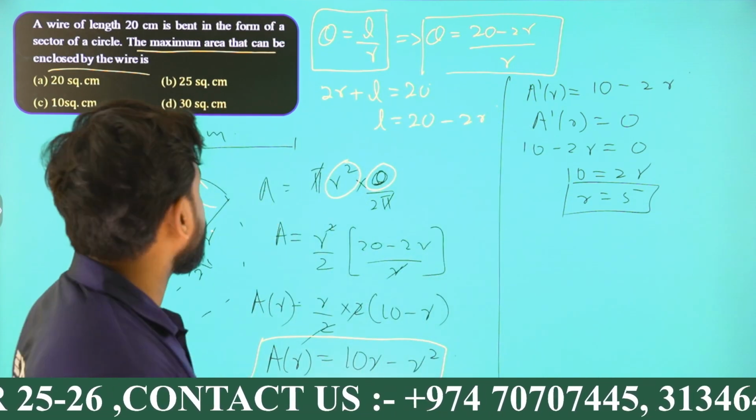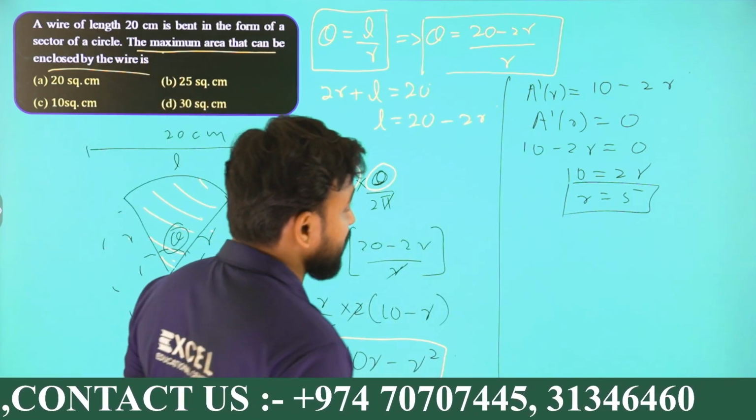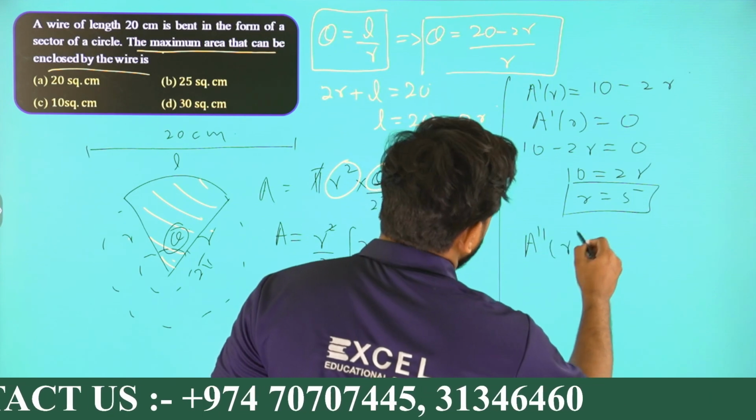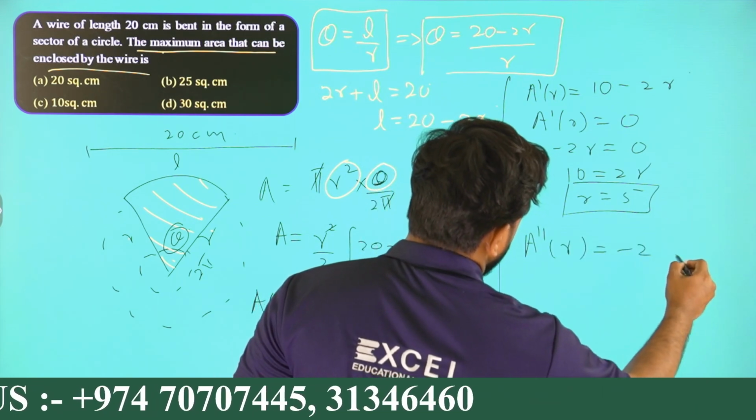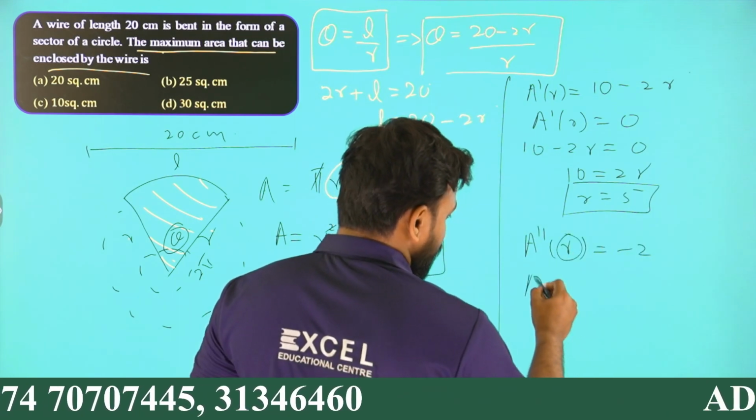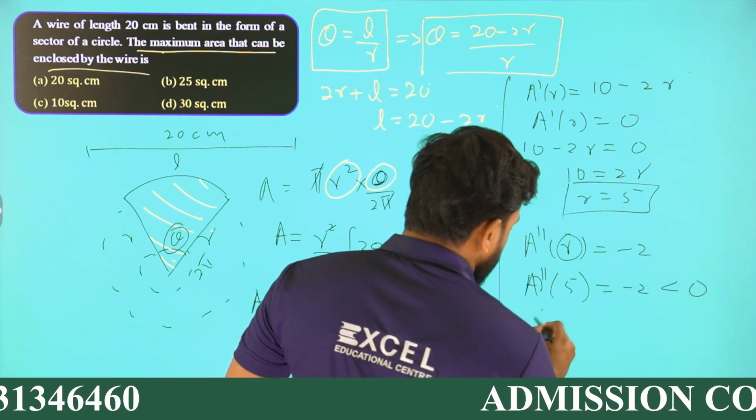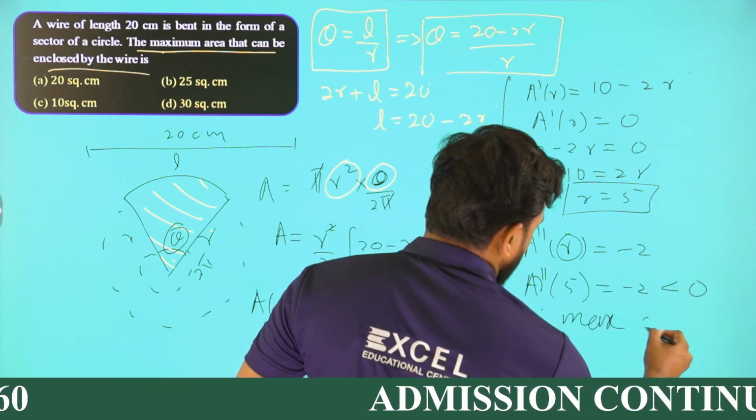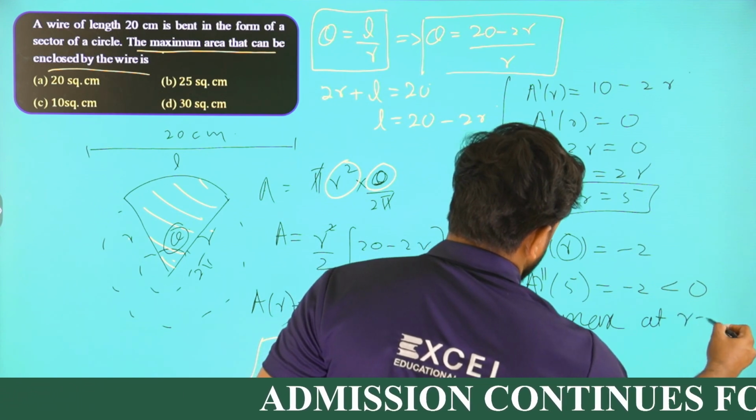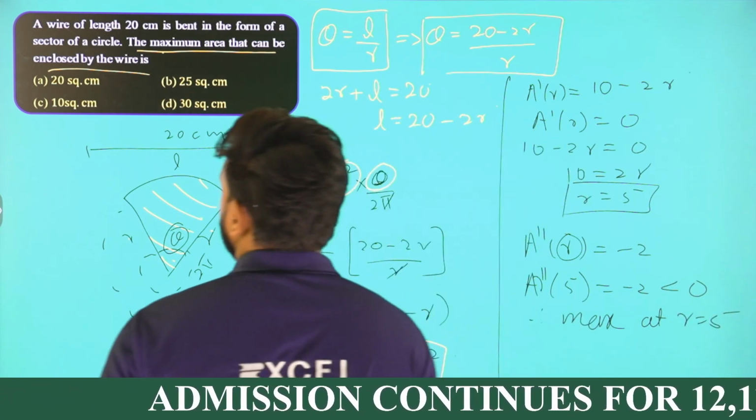So r is 5. We need to check whether the area is maximum or not. So A double dash of r, what is it? It's minus 2. Whatever the r you are putting, you only get minus 2, which is less than 0. Therefore, local maximum at r is equal to 5.